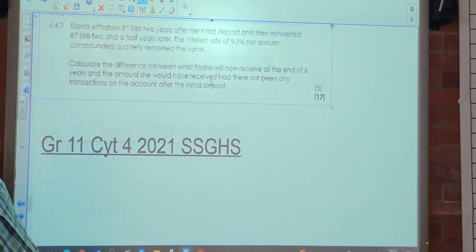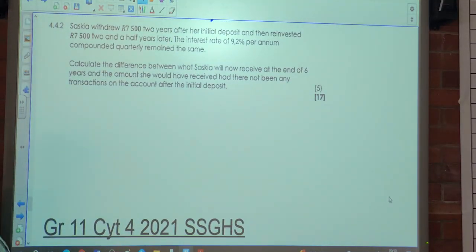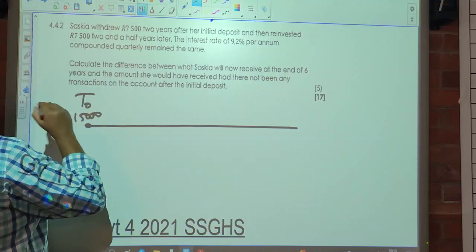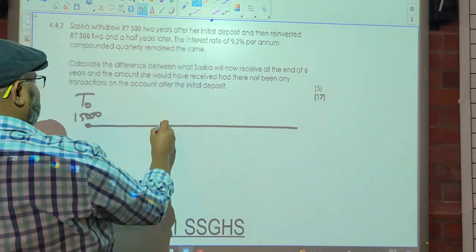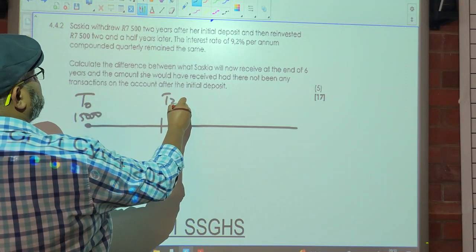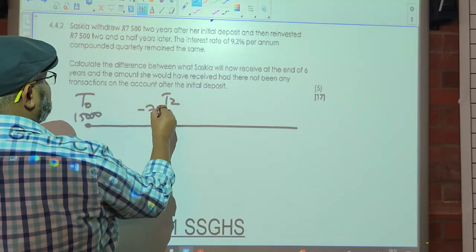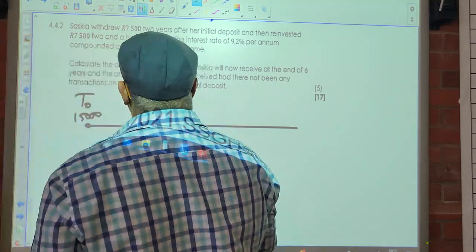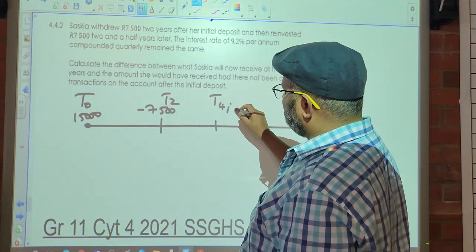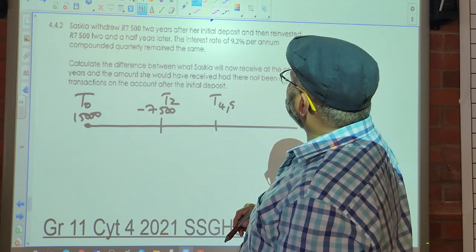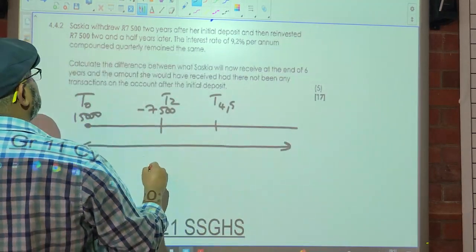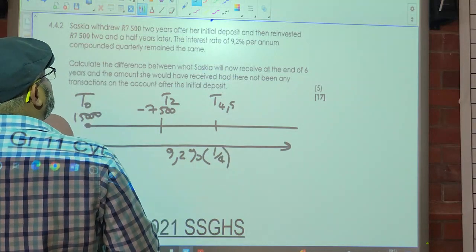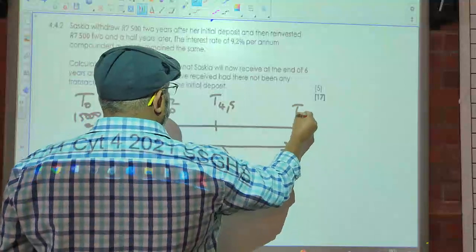So basically what happened here was, she initially deposited how much? 15,000. Okay, and then we are told 2 years after the initial deposit, so that takes it to T2, she withdrew 7,500. Okay? And reinvested the 7,500 2.5 years later. So that takes you to T4.5. Not so? The interest is 9.2% per annum compounded quarterly. Calculate the difference at the end, okay? So that's T6. Okay.